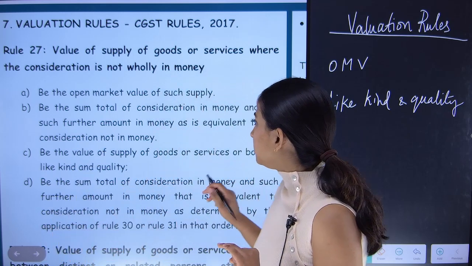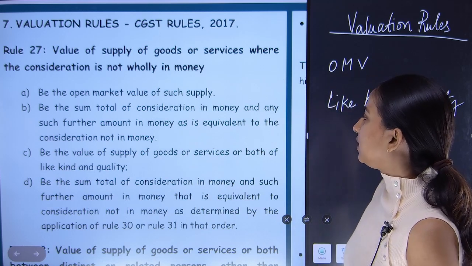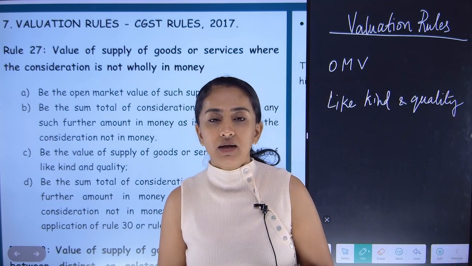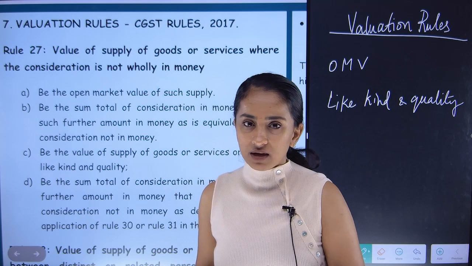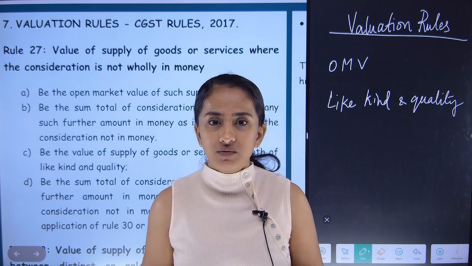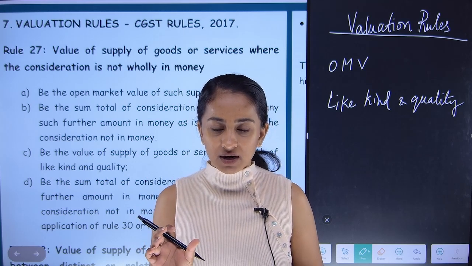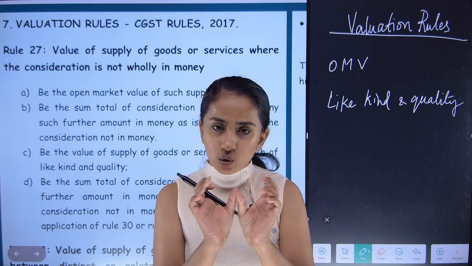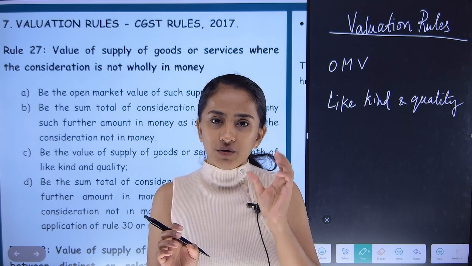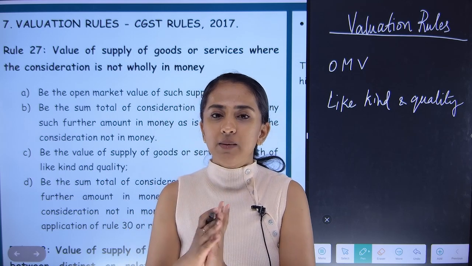Second, sum total of consideration in money and any such further amount in money as is equivalent to consideration not in money. So 4,000 rupees you received in cash, another 6,000 rupees, let's say, I say I will give you one watch worth 6,000 rupees. So I'm able to quantify that in money, right? So 4 plus 6, you have to add both. Whatever you receive in money and whatever you don't receive in money, quantified in money terms, that will be 10,000.